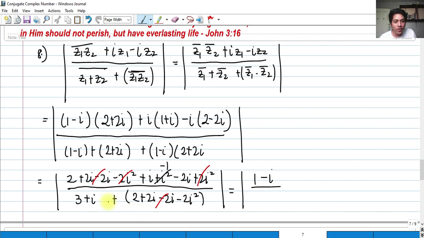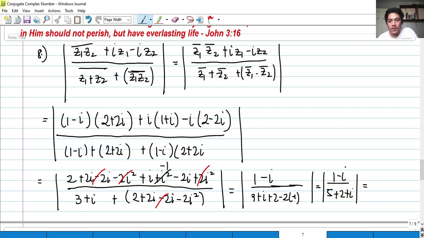And for our denominator, of course, we have 3 plus i. Then we have plus 2 minus 2 times the negative 1 because of i squared. So we have 1 minus i all over 3 plus 2 is 5. And then we have 2 times negative 2 times negative 1, that is plus 2, and then we have plus i. So we have 1 minus i all over 7 plus i. So get the modulus of that.